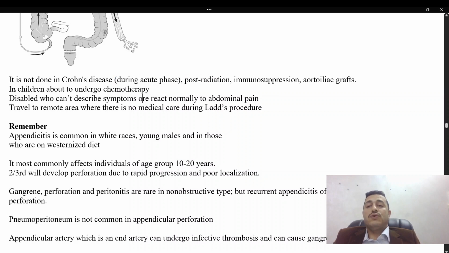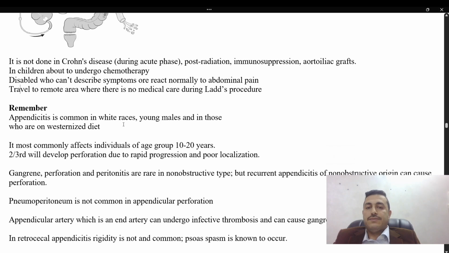Okay, another scenario is disabled patient who cannot describe symptoms or react normally to the abdominal pain. Another indication also for appendectomy is children who are about to undergo certain type of chemotherapy. And the last indication is these people who travel to remote area where the medical care is insufficient, where there is no medical care.